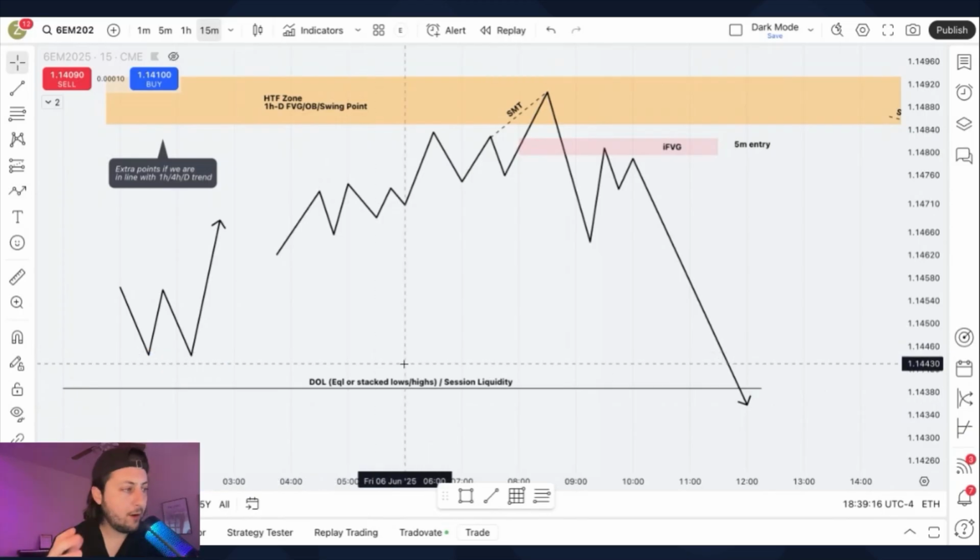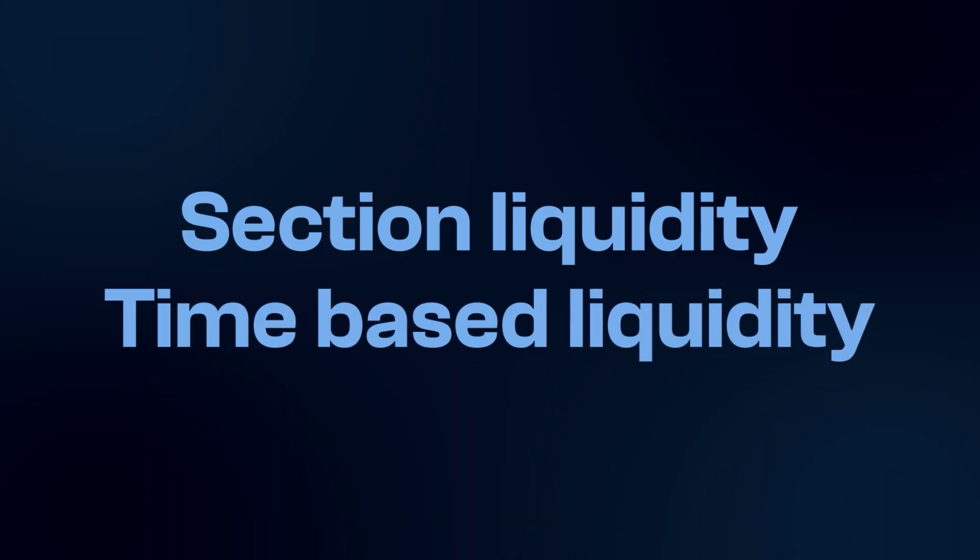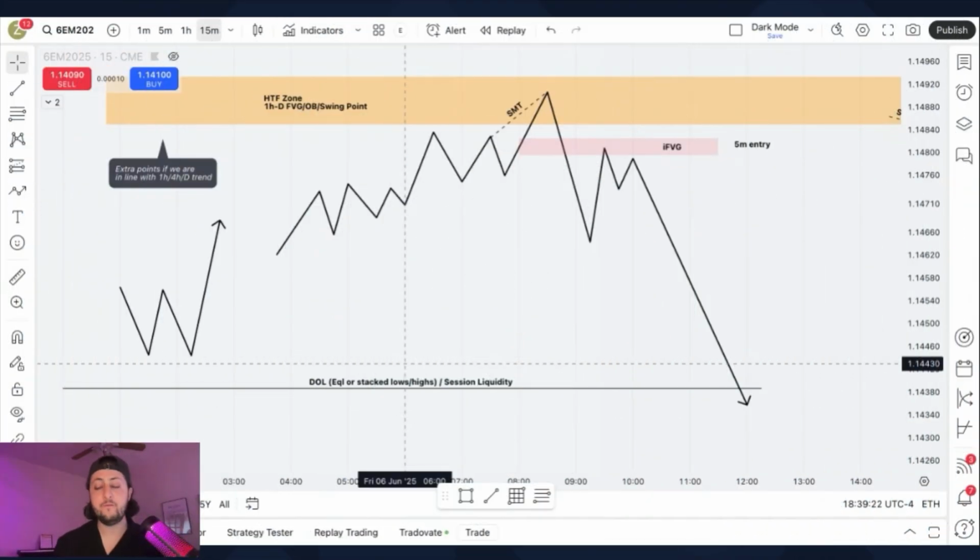Now, the one other form of liquidity you can use is session liquidity or time-based liquidity. So that would be in the form of previous day's high, previous day's low, previous week's high, previous week's low, previous month's high, previous month's low, or session liquidity like Asia session high and low and London session high and low. Those are at least the main liquidity pools that I use to target in my trading.